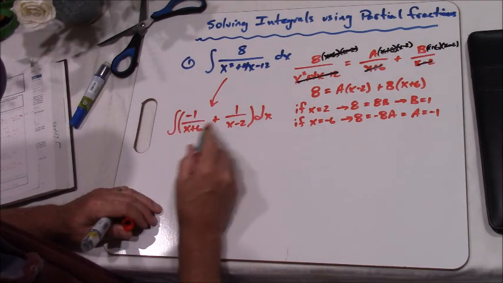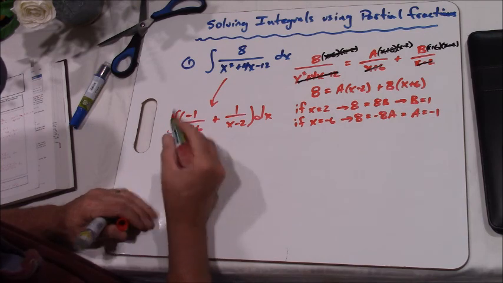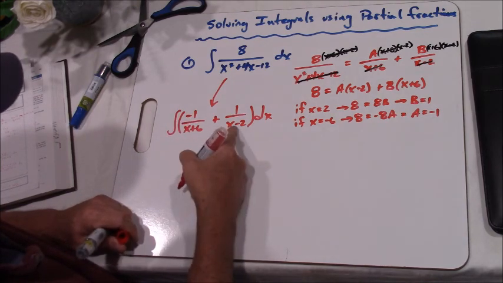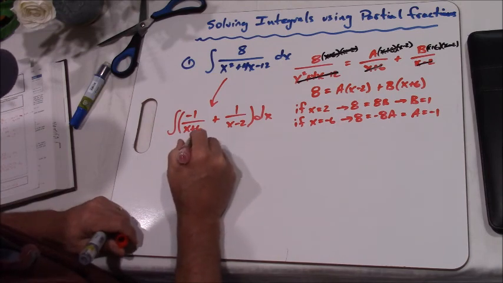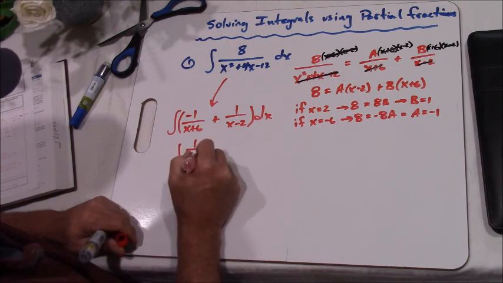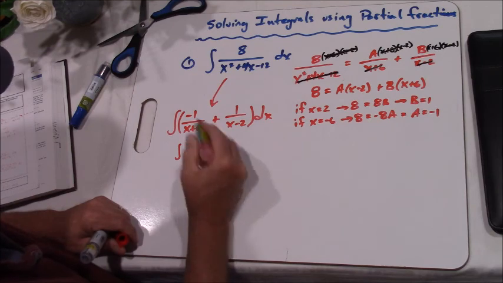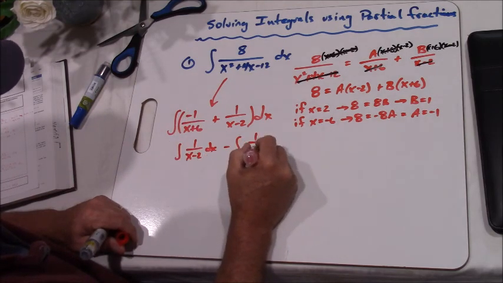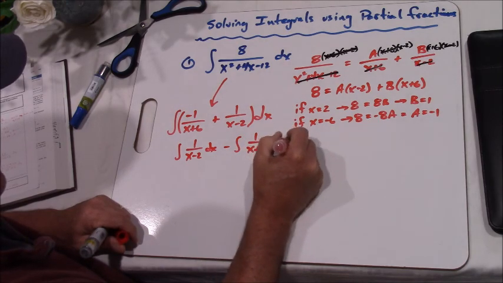What I'm going to do is I'm going to divide it up into two separate integrals. I'll move this negative to the outside. Actually, I'll just switch them around. I'll put the positive one first. So I got the integral of 1 over x minus 2 dx minus the integral of 1 over x plus 6 dx.